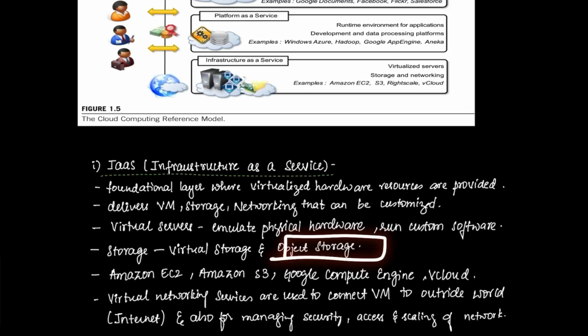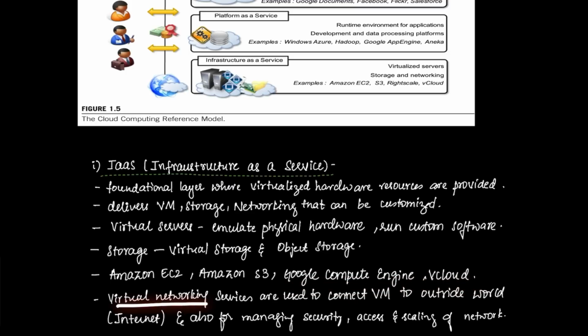Object storage is a higher level storage solution, which is more abstract and ideal for storing large amounts of unstructured data. This could be files, backups, and so on. Examples here: we can speak about Amazon EC2. EC2 is Elastic Compute Cloud. Then we have S3. S3 means the Simple Storage Service, Google Compute Engine, vCloud, RightScale, and so on.